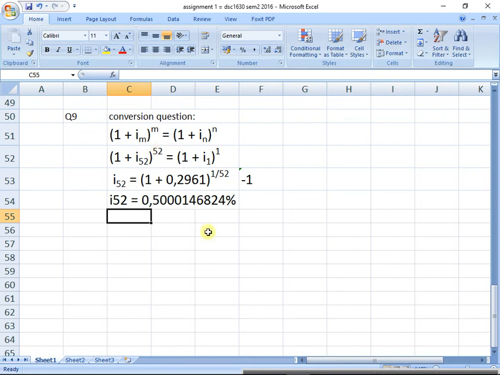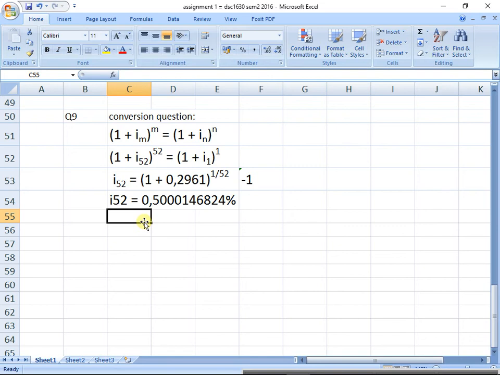So right, I'll say: brackets, 1 plus 0.2961, close bracket, to the power 1 over 52, minus 1 gives you a scientific notation amount, then just times it by 100 to get a percent. Still not getting it. I think I just typed something in wrong here.